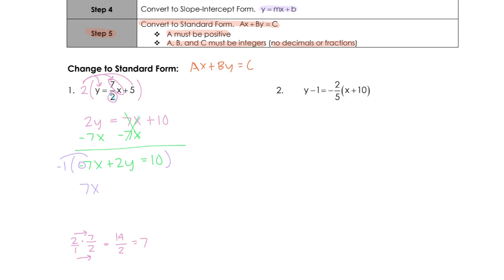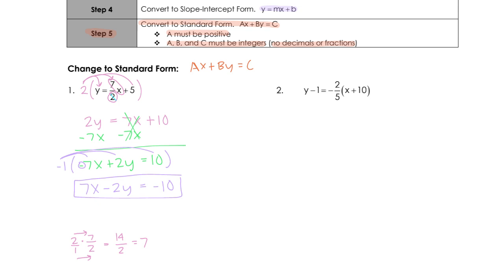But I do have to continue distributing to everything else. So -1 times 2y would be a -2y equals, don't forget about that 10 there, so then this would equal -10. This would be our final answer in standard form with no decimals or fractions and a being positive.